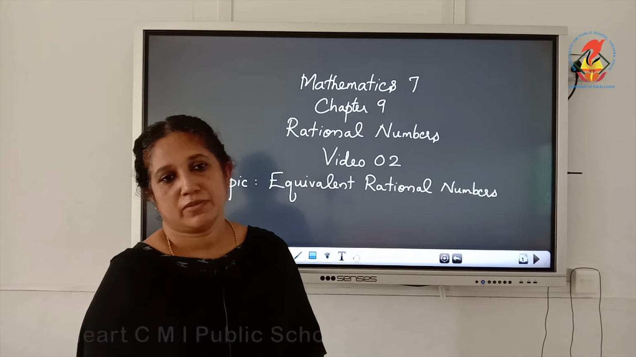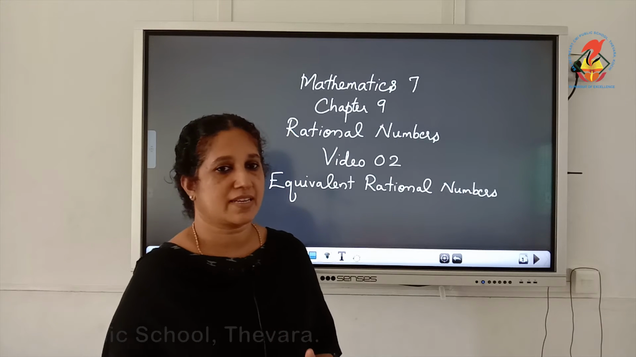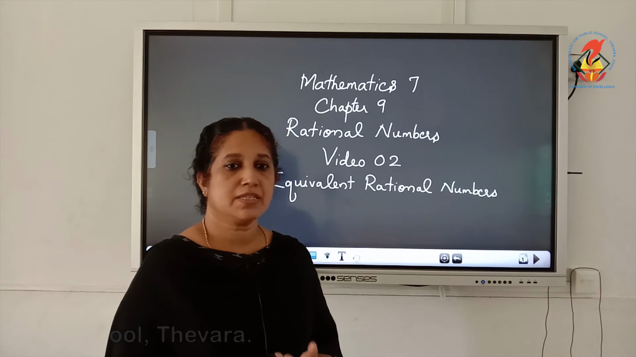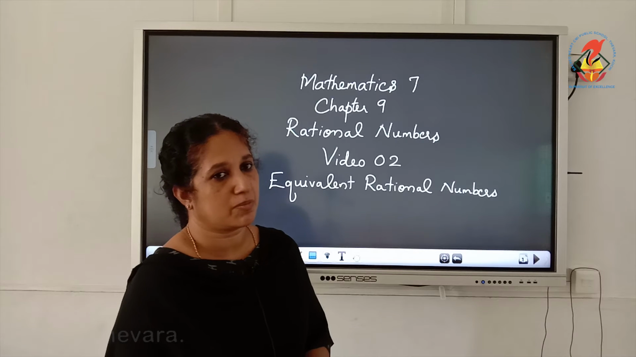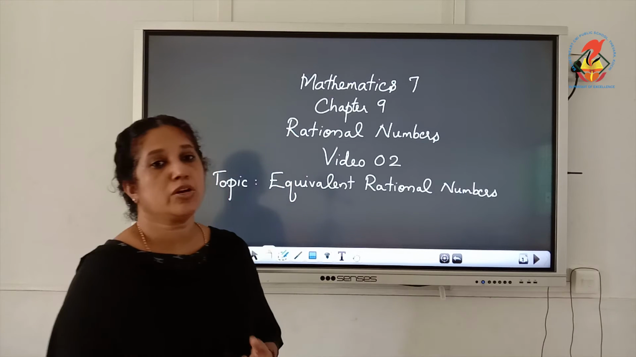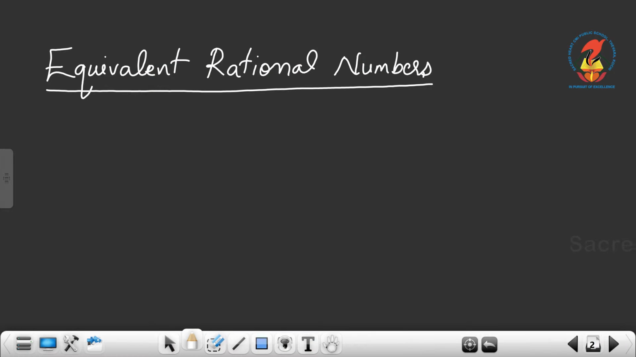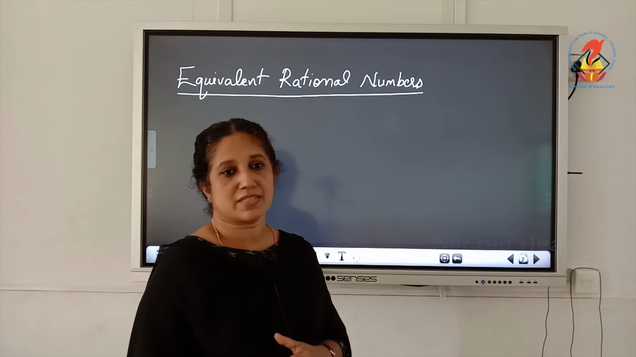So we can say that all integers and fractions are rational numbers, and decimals can also be represented in the form of a rational number. Now the next topic is equivalent rational numbers. Rational numbers can be written with different numerators and denominators.